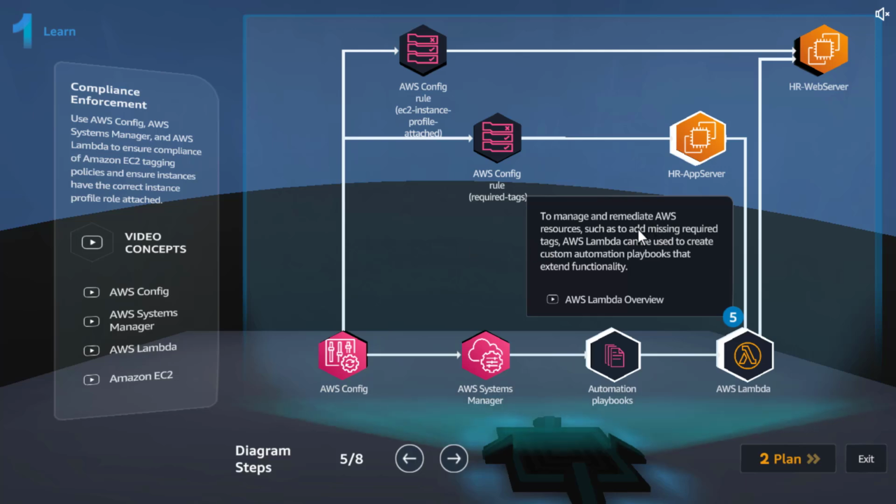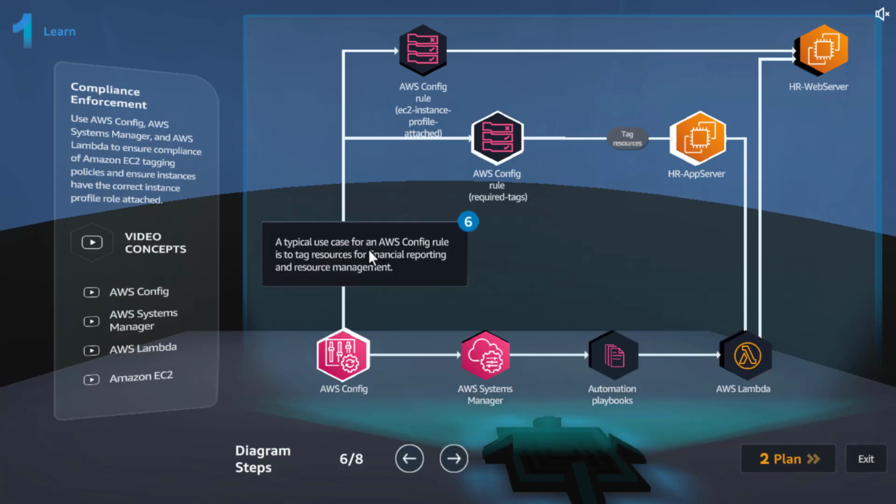To manage and remediate AWS resources, such as to add missing required tags, AWS Lambda can be used to create custom automation playbooks that extend functionality. A typical use case for an AWS Config rule is to tag resources for financial reporting and resource management. Yes, this is a common thing that companies do.